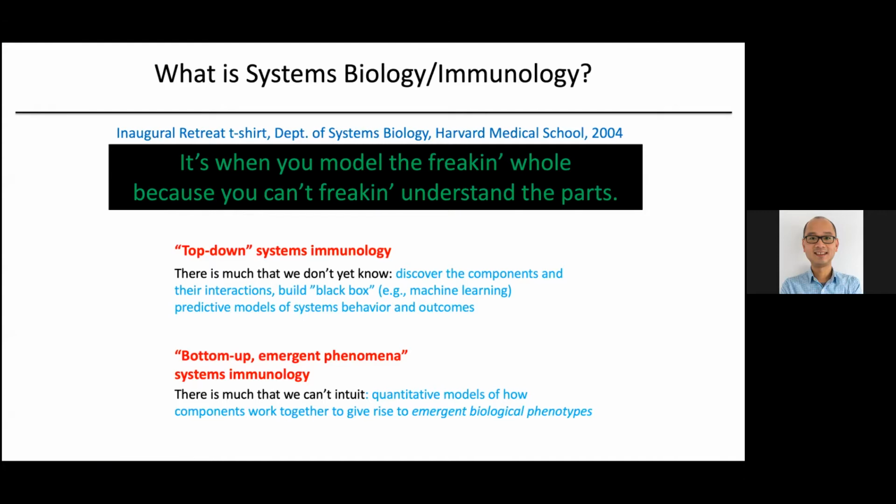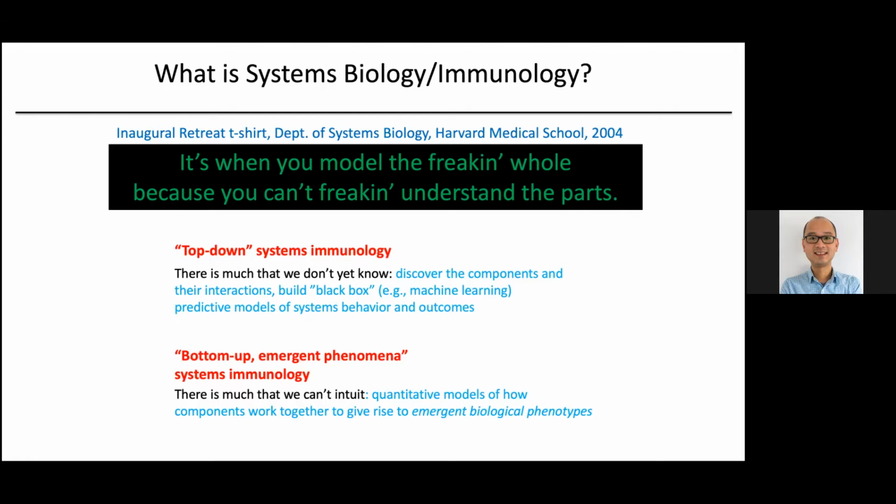So to me, there are two types of systems biology. There's the top-down kind, with the premise that there's much that we don't know yet. So the goal of this kind of investigation is to discover the components and their interactions and start to build black box, for example, machine learning, predictive models of the outcomes and systems behavior.